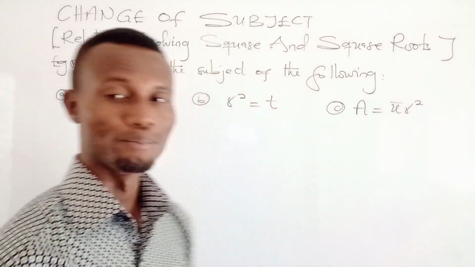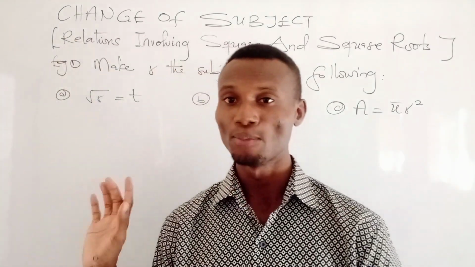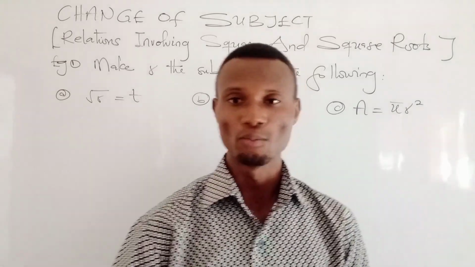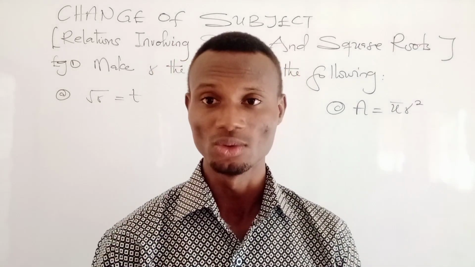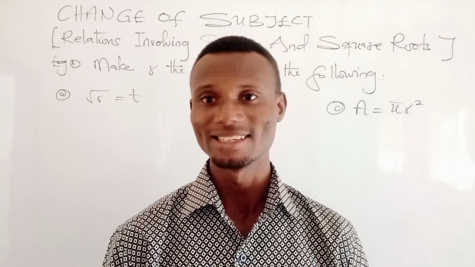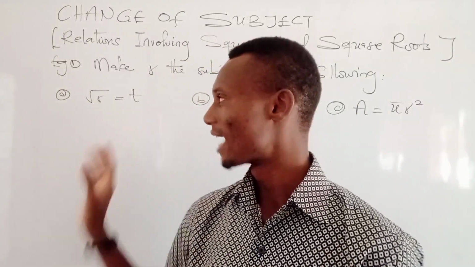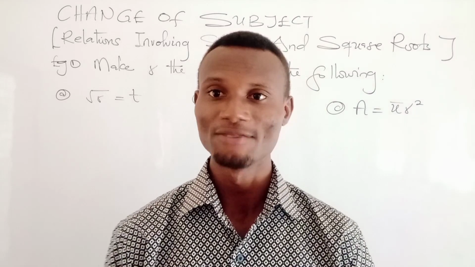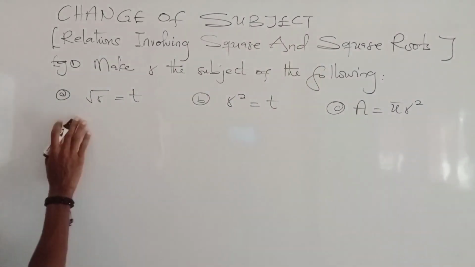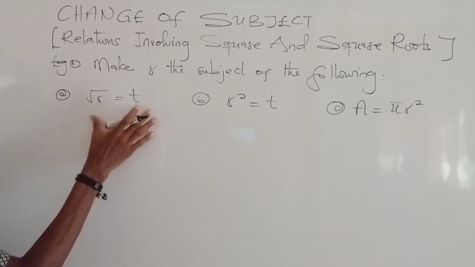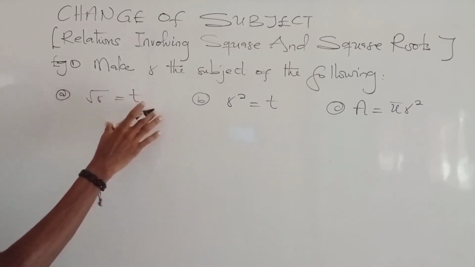Now before we tackle the examples that I have on the board, I'm going to write similar examples to use to explain it to you, so that when you get the understanding, we can proceed and handle the ones that we have on the board. Let me start with the A, which is a relation that involves the square root sign.